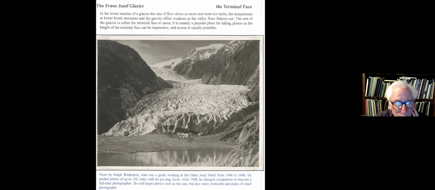This is a photo by Ralph Warburton, who was also a guide at Franz Josef Hotel. And he'd take parties onto the ice of up to 100 people at a time. So health and safety wouldn't agree with that these days. And in fact, no one can go on the ice now by walking. We'll see how we can get on the ice shortly. He used to take his dog, Scott, with him.